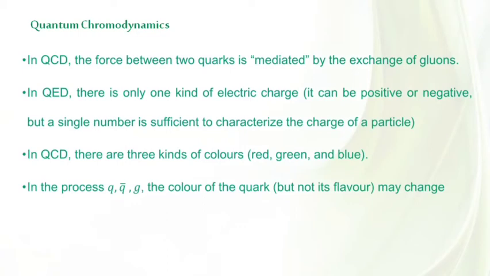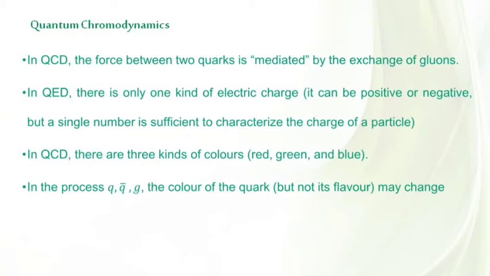It may be positive or negative, but a single number is sufficient to characterize the charge of a particle. But in quantum chromodynamics, there are three kinds of colors: red, green, and blue. You can represent the charges by these three colors. So in the process of a quark interacting, the color charge of the quark may be sensed in the interactions, but flavor, up or down, is not sensed.